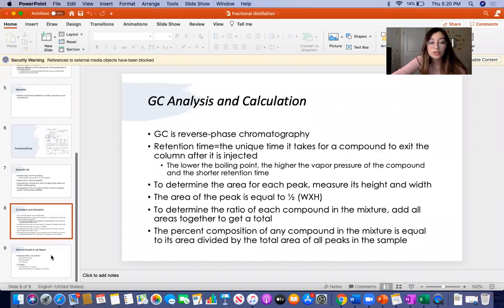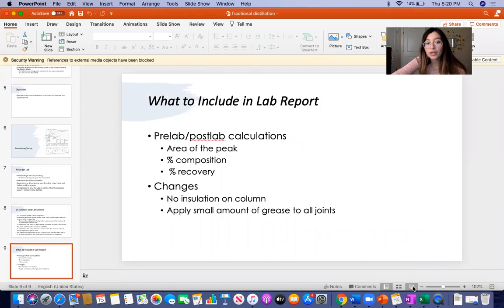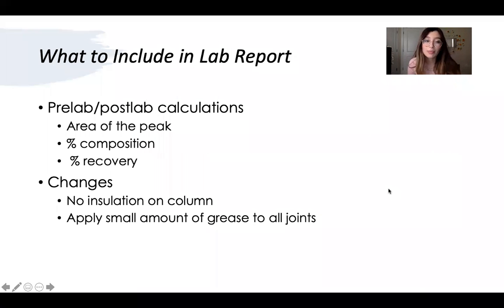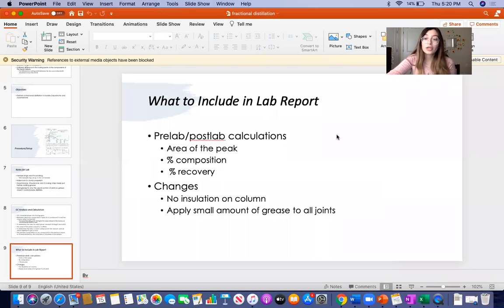Okay, and to end this video, what to include in your lab report. So for your pre-lab, post-lab calculations, the area of the peak and percent composition, that is going to be coming out of your GC spectrum, and then your percent recovery. For changes, there will be no insulation on column, and make sure to apply a small amount of grease to all your joints. Okay, so that is pretty much it for this lab.